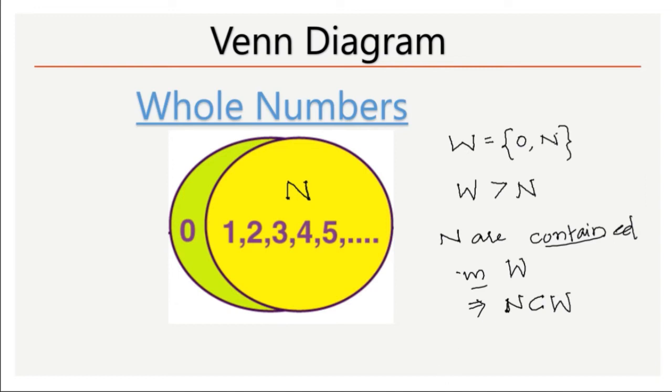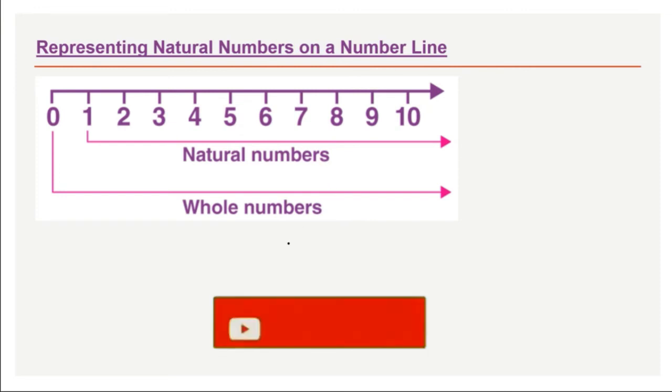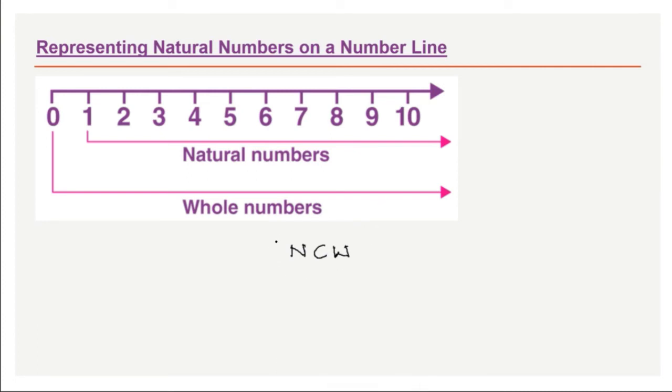Further, when we look at the number line, we understand that the right side of the number line, we have got whole numbers. In whole numbers, we have got natural numbers. So it is very evident that all the natural numbers are contained in the set of whole numbers. The same thing, we can read it in a reverse order.